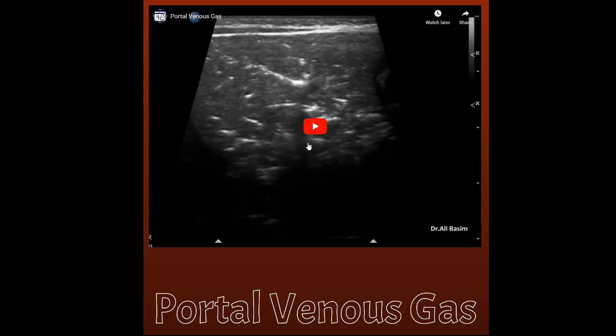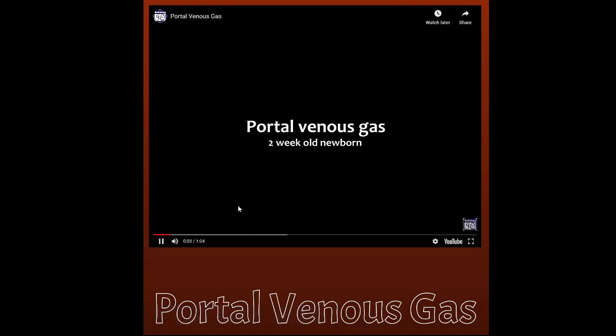So I have a video here that I'm going to try to play for you. This is actually, I believe, of a dog, but same idea. You can see on this first picture here, we've got these bright reflectors traveling along with the portal system. And you'll see when we go live here what it looks like. Oh no, this one wasn't a dog. This one is actually a newborn.